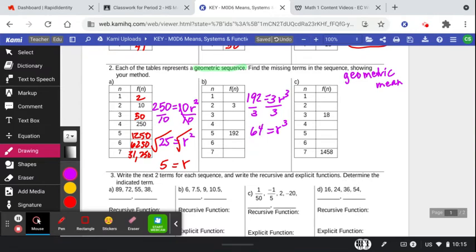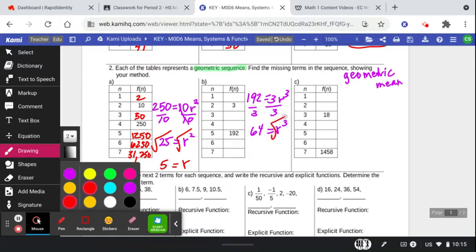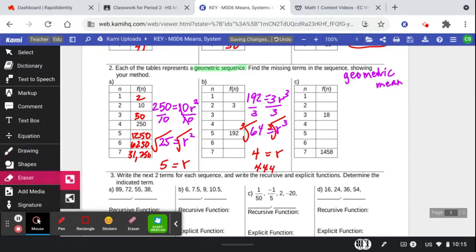How do I undo an r cubed in an equation? I'm going to cube root it. So the cube root of 64, what number times itself again is 4, meaning 4 times 4 times 4 is 64. So if my multiplier, my common ratio is a 4, let's go fill in the blanks and see how it looks.